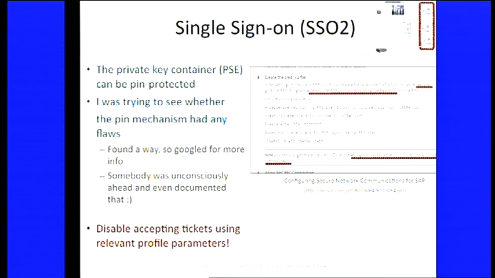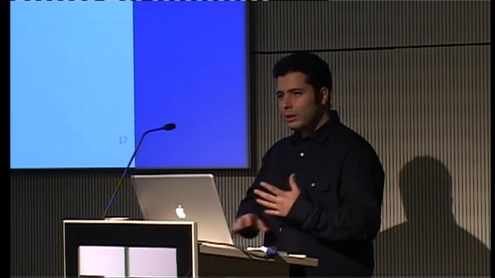I mean, there is actually a pin protection for this PSE file. So when you just dump the file from the file system, you cannot use it. And the previous work was also done by Ralph, but this part I said, okay, there's a pin protection. Would it be possible to bypass this pin protection? And I was trying to see whether I can do it, and I thought I found a way, but it was a weird feeling. So I Googled whether there is some more documentation about this mechanism.